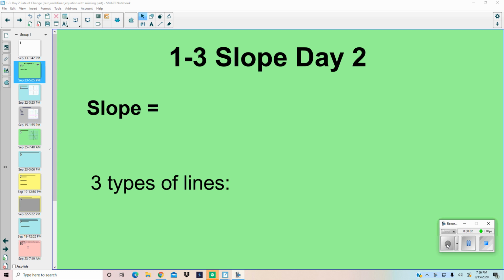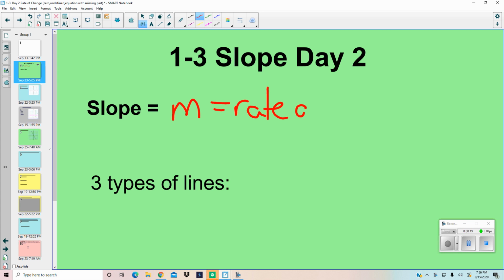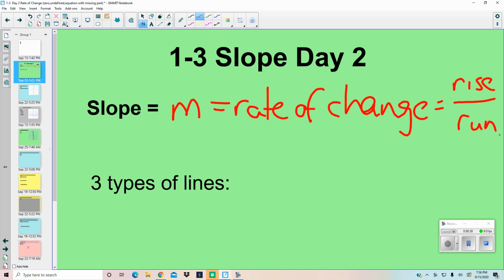Hi folks, we're spending more time on slope. So I just want to remind you what slope is. If you're just talking about how it's labeled in algebra, we use lowercase m. It's also called rate of change. It's also the rise over the run. And it's also the slope formula: y2 minus y1 over x2 minus x1.